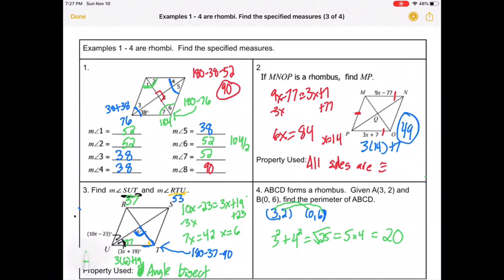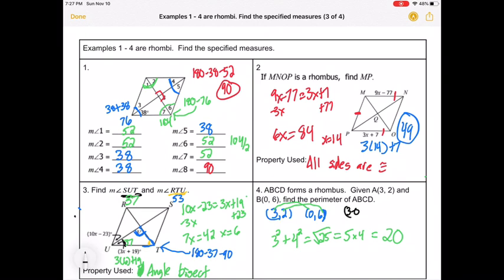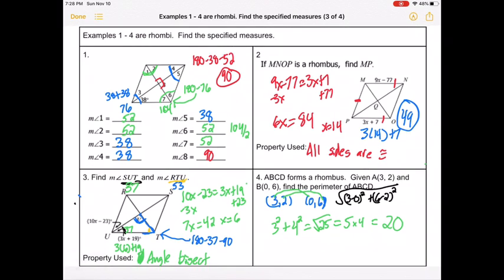And if you didn't like doing the distance formula that way, the other way you should have written it out would be 3 minus 0 squared plus 6 minus 2 squared, and then square root all of that. But again, that means exactly the same as what I wrote in green.